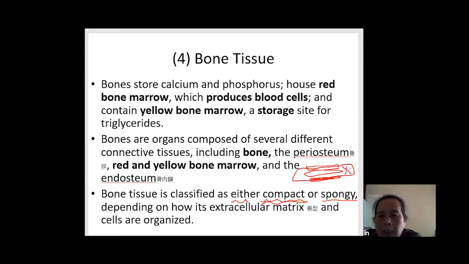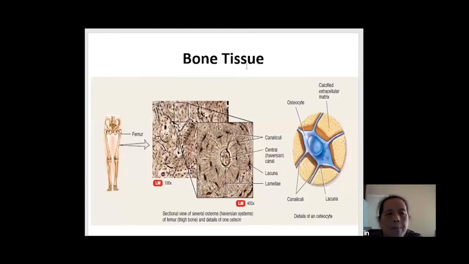But the two ending parts belong to the appendage. That's the place holding red bone marrow and producing blood cells. So that's basically the bone tissue. Just one picture here. So that's coming from the harder part of the bone, condensed.